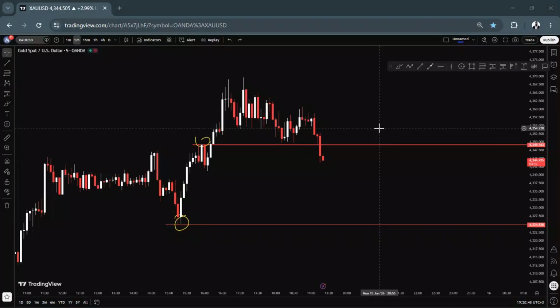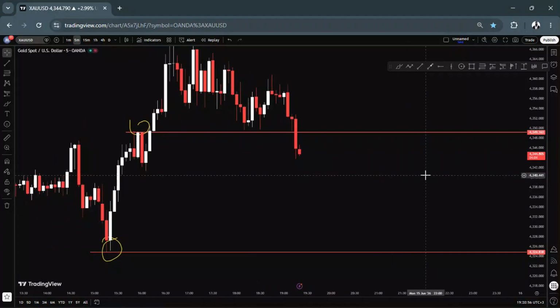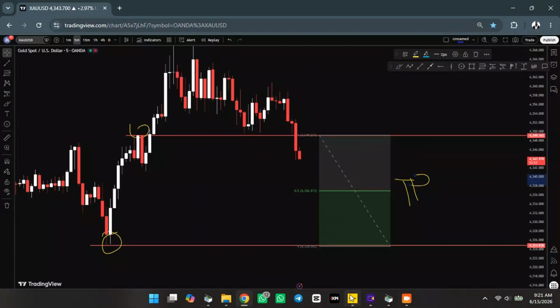All right, traders, we are back. And the time now is 18:20. So this is 20 past 6. So it's very important to be patient, guys. So let's see what's happening here. So this is going to be our TP1 here, okay?